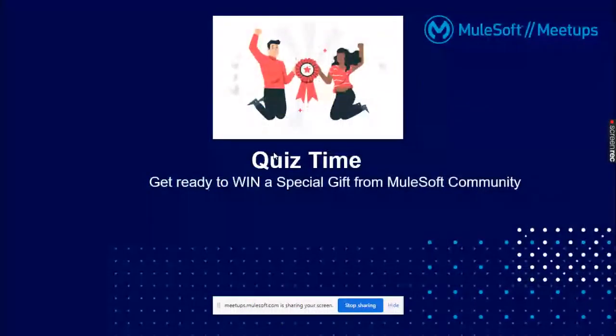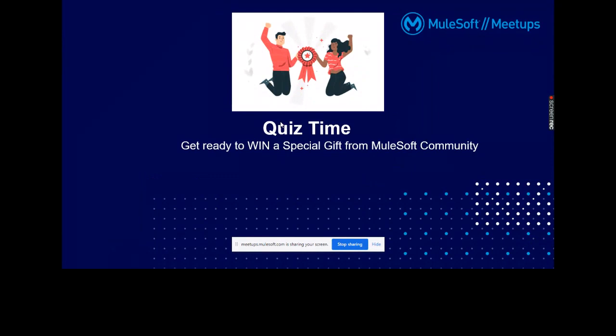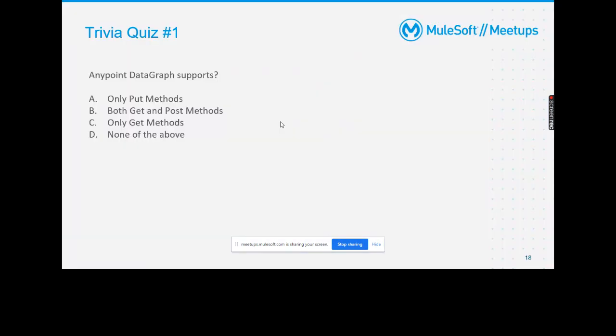I'm just sharing my screen. Before that, I'll put the chat up for my reference. Hope you guys are able to see my screen. Jackie, can you confirm once, please? Good. Here is the first question: Anypoint Data Graph supports GET methods, POST methods, both, or none of the above. So you could type A, B, C, or D.